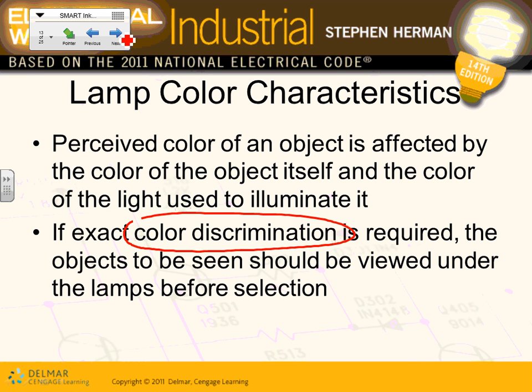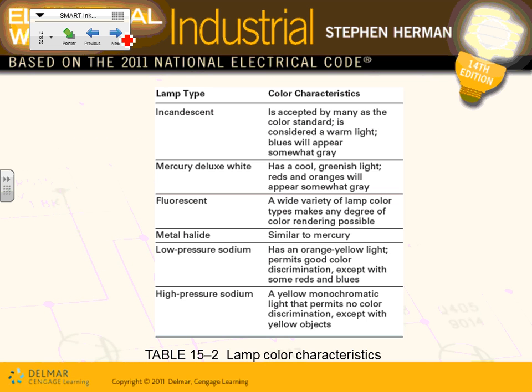So that's the most important thing when it comes to the colors. Here's a description of color discrimination or color characteristics. The best when it comes to distinguishing between the colors, to see the true color of the objects, is basically incandescent lamps. But what's the problem with that? It's expensive.